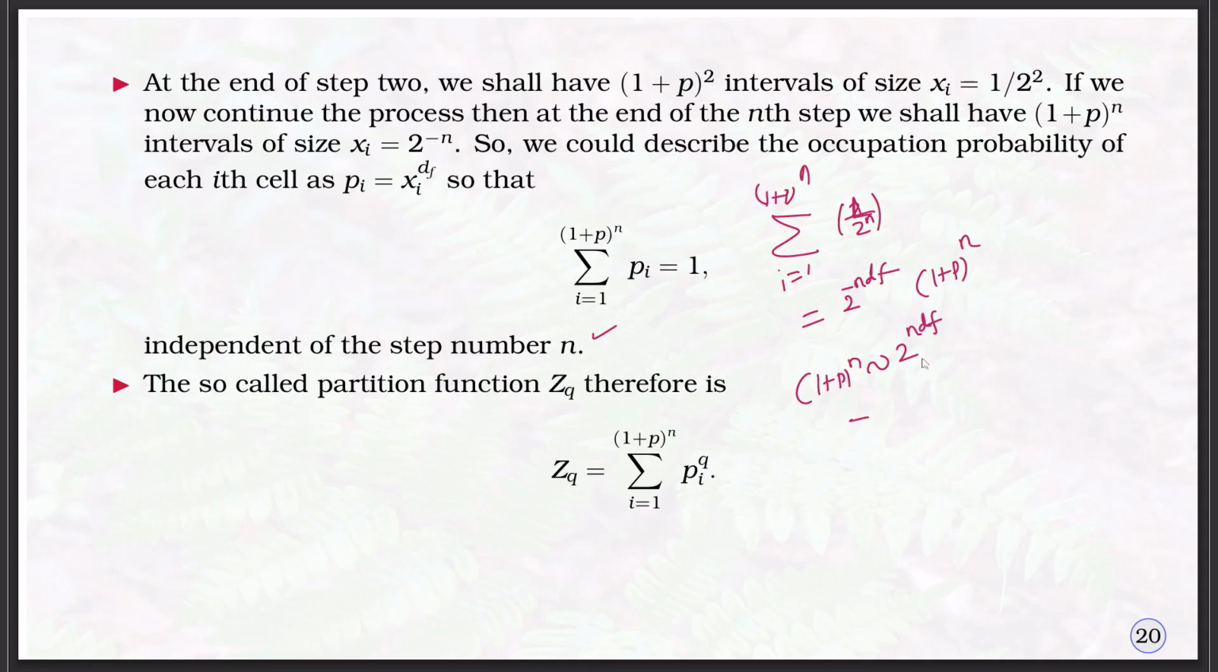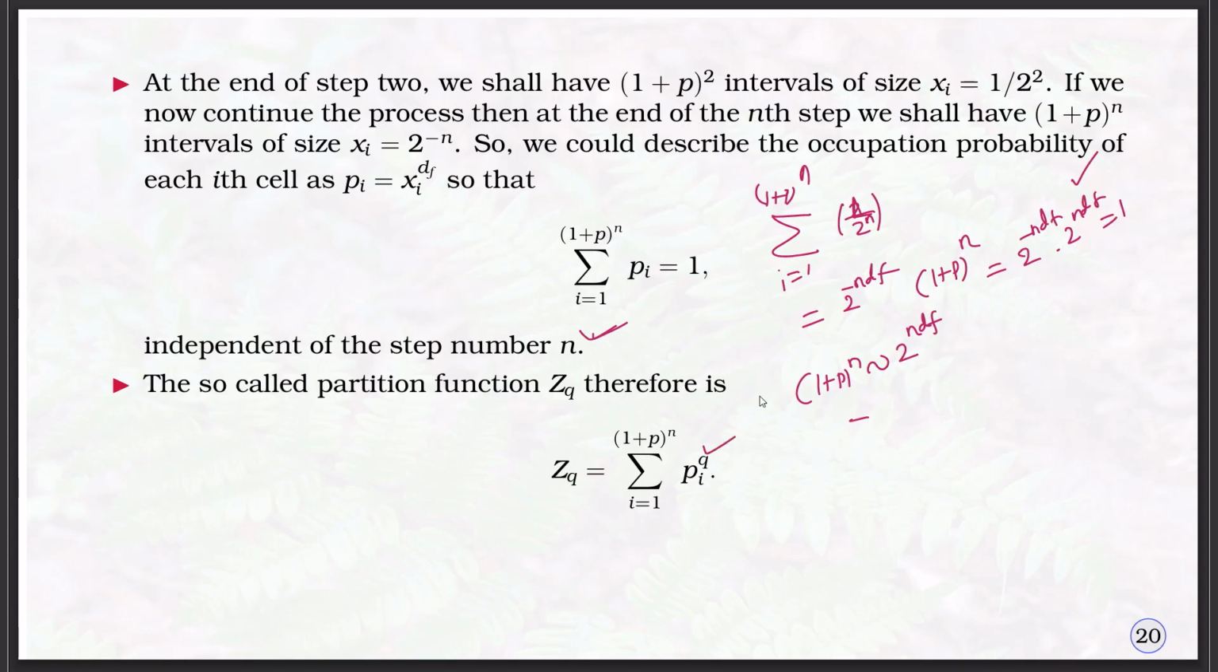So if you apply here 2 power minus n df times 2 power n df, one can get 1, like the triadic Cantor set. If you take the dfth moment, it is 1. This df is also a conservative quantity in the triadic Cantor set, because it is independent of the step number n. Now the so-called partition function psi q is defined as the sum over i equal to 1 to 1 plus p power n of pi power q.